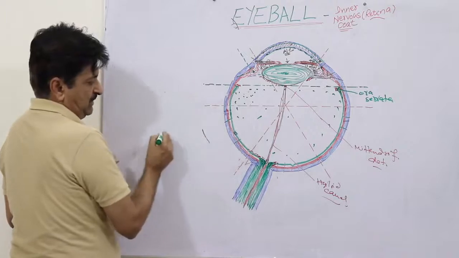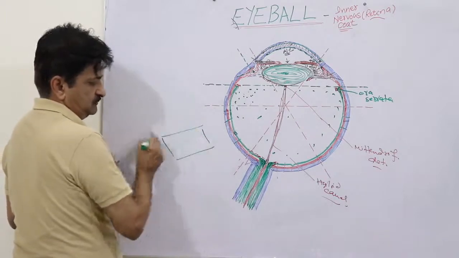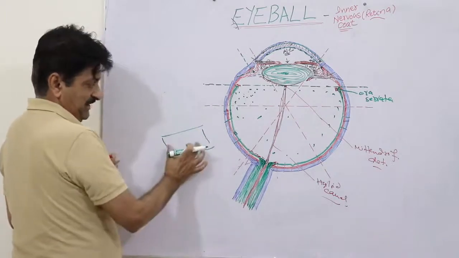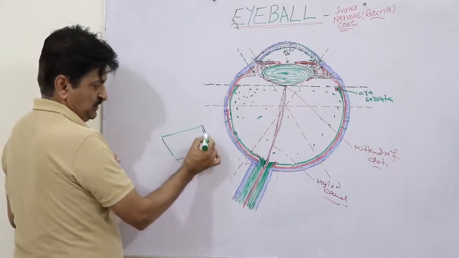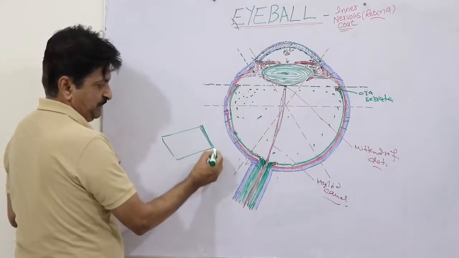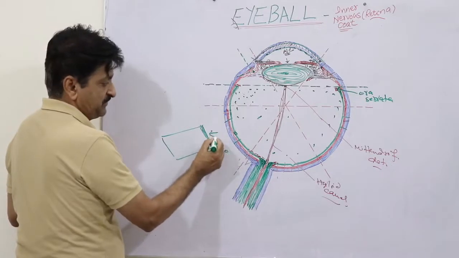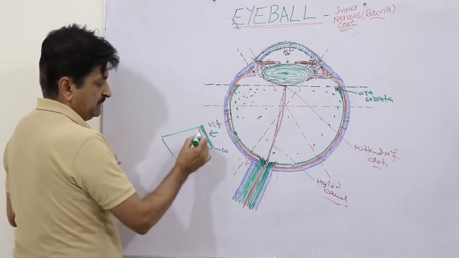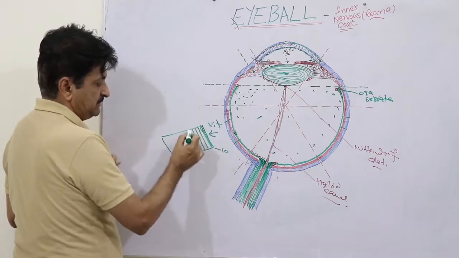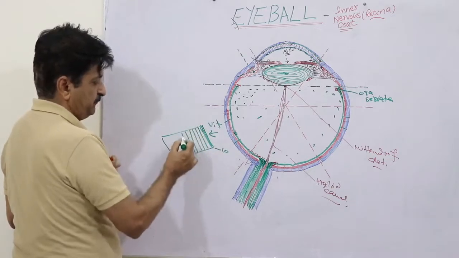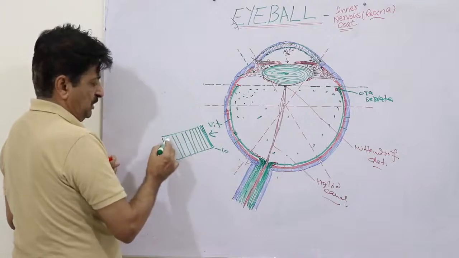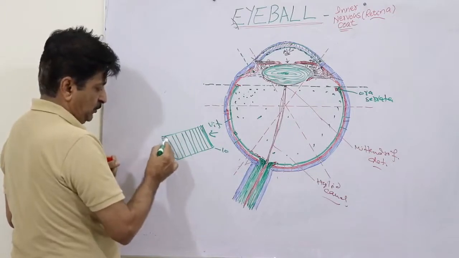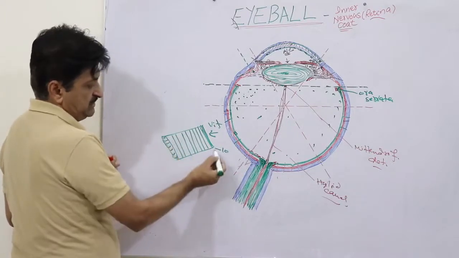So, we have here a retina now. If the retina is like this, this portion I say will be its 10th layer, and here is the vitreous, then will be its 9th layer, 8, 7, 6, 5, 4, 3, 2, and it will be its first layer here. So, these are the 10 layers here.